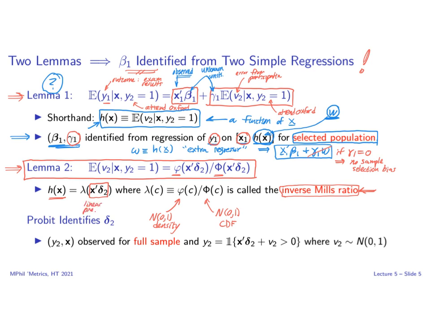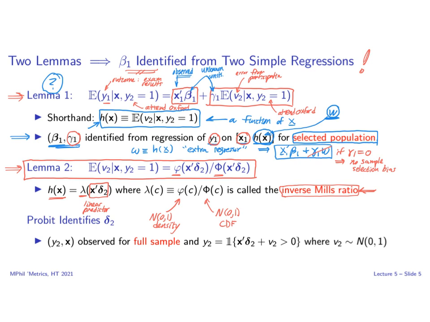Just one word of notation, I am calling the inverse Mills ratio lambda, and I also used lambda in a previous lecture to denote the density function of a standard logistic random variable. Just to avoid any confusion, I want to be clear that these are not the same thing, but I'm using the notation lambda here because that is the most common notation for the inverse Mills ratio.